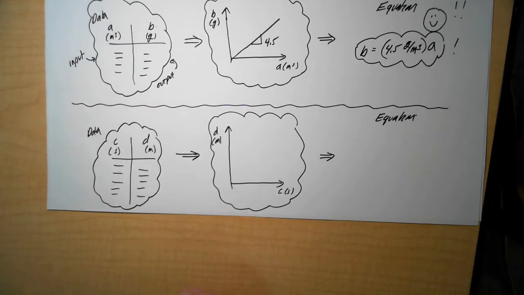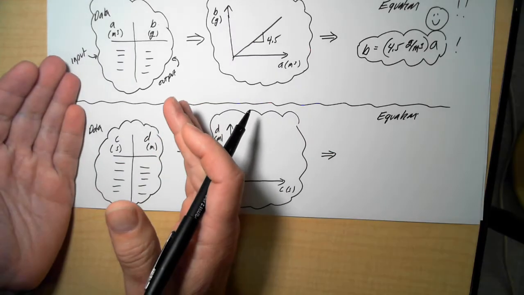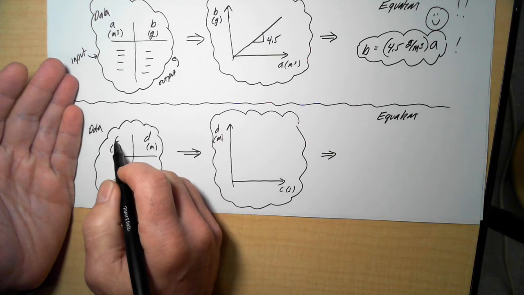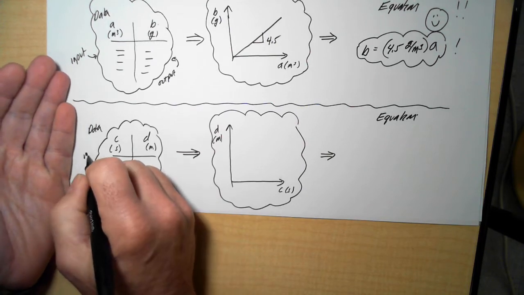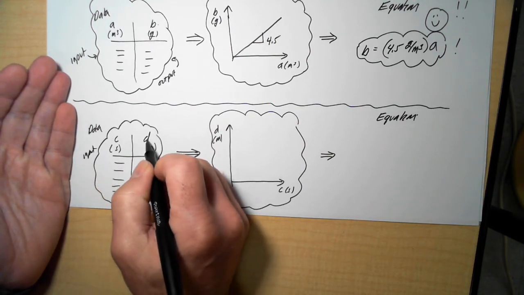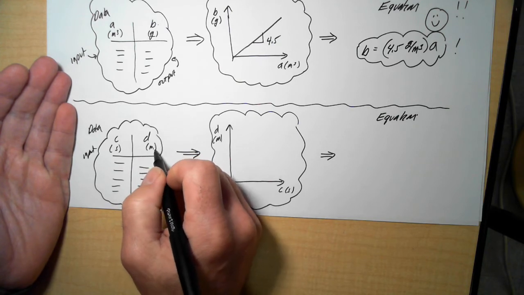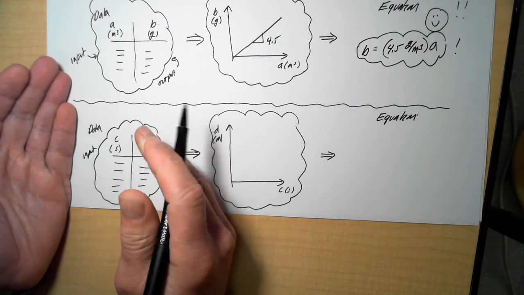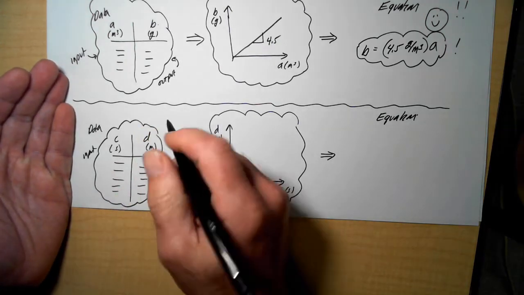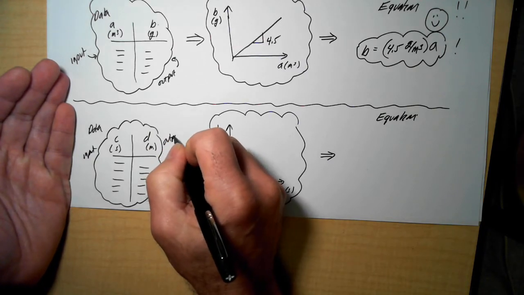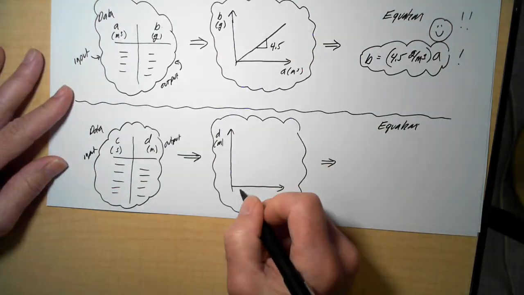You're having so much fun. You want to do it again. So you go out and find another potential relationship. This time the input variable is C, in seconds, and the output variable is D, in meters. This sounds like it might be a motion kind of relationship. Then you plot it, and you say, that was so much fun, let me try it again. And then you get this shape.